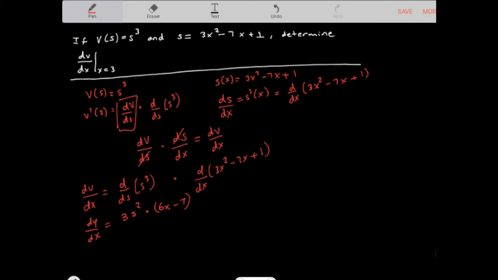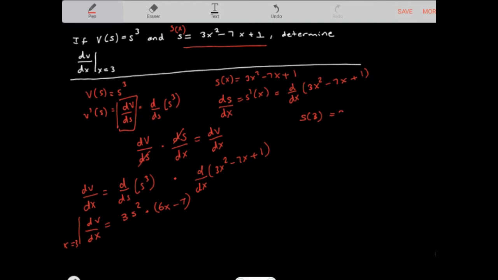And in this case, we want to figure out dv, oops, I wrote y instead of v, sorry. So we want to figure out the rate of change of v with respect to x, when x is equal to 3. Okay, so in order to do that, we need to get rid of this s variable. We can notice here that s is equal to 3x squared minus 7x plus 1. Now you could do this one of two ways. You can either just plug this in, or you could plug in 3 into s of x.